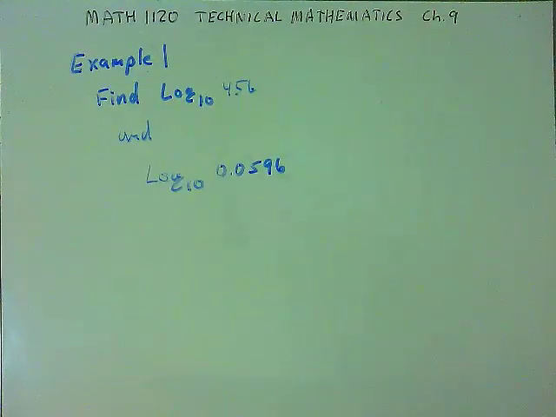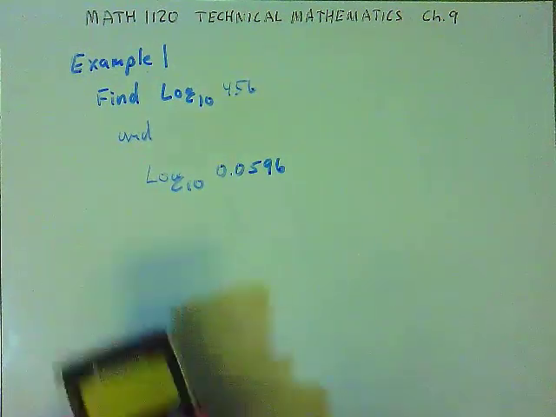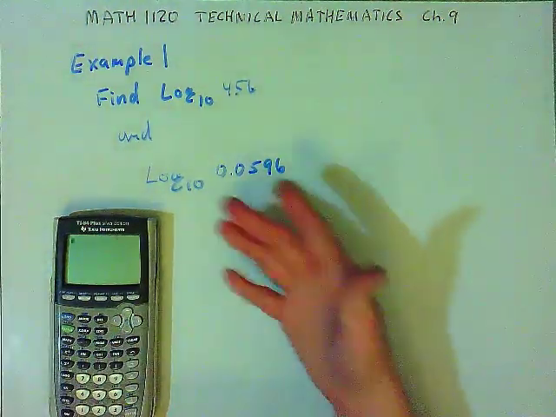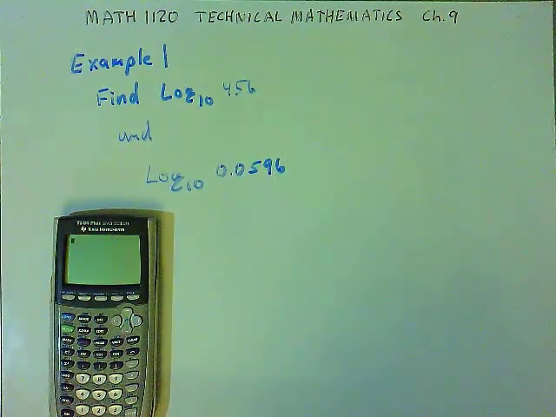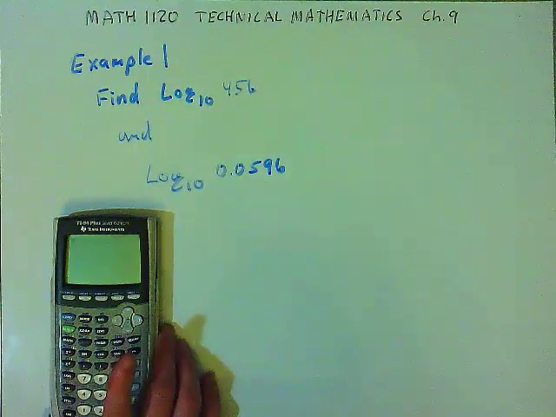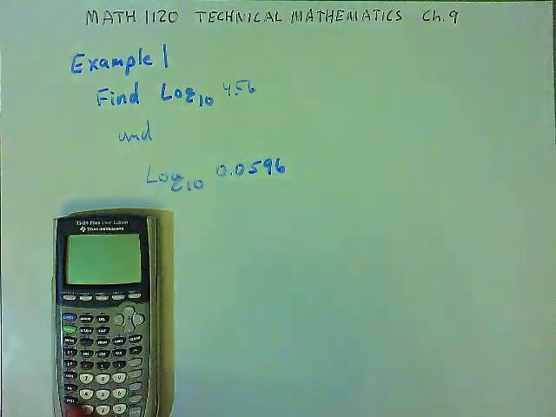This is example 1. It says find log base 10 of 456, and also find log base 10 of 0.0596. We'll use our calculator to do this. The answer is not going to be a whole number or an integer even. It's going to be some decimal, and the book wants us to round to 4 significant figures. We want the log base 10. We call that the common logarithm. That's the button your calculator has on it. The log button means log base 10.